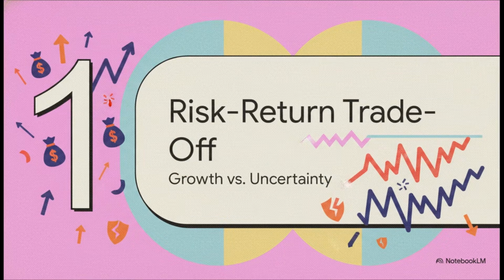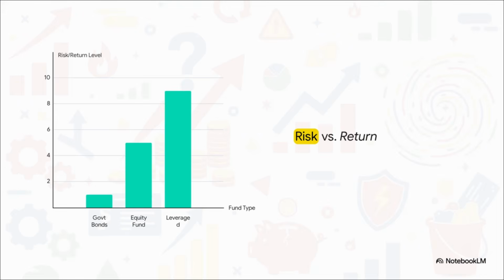Module 1, the risk-return trade-off, balancing growth and uncertainty. And this brilliantly illustrates the fundamental golden rule of investing. If you seek higher returns, you absolutely must accept a correspondingly higher level of uncertainty, variability, and potential for loss. It's just an unavoidable structural relationship in finance.